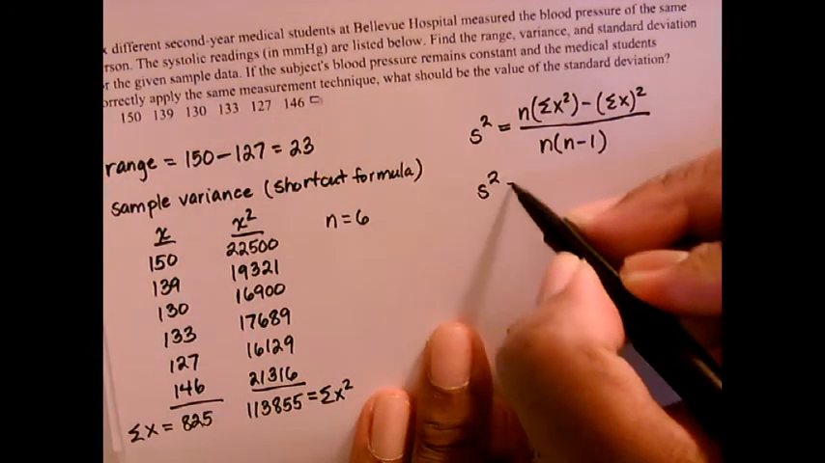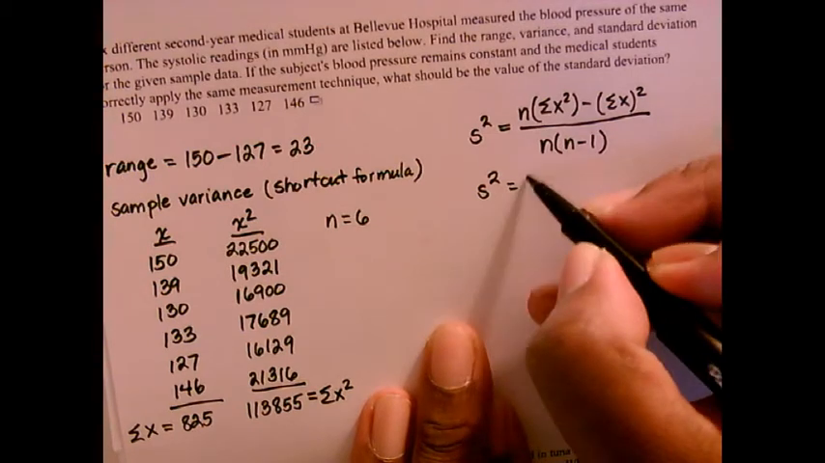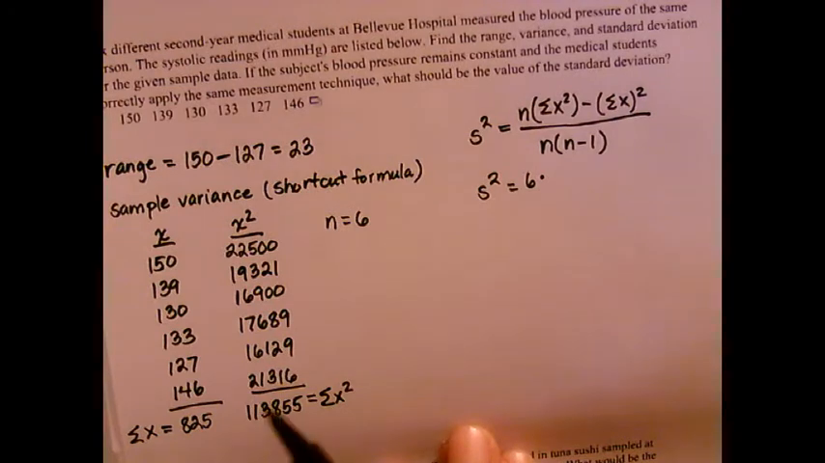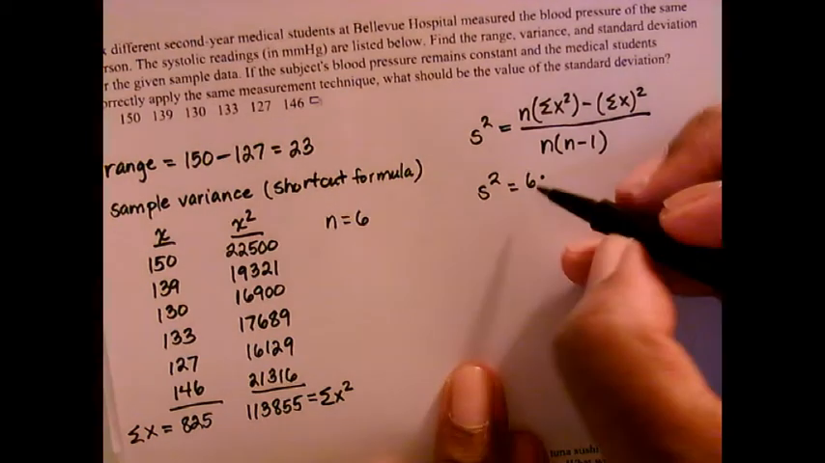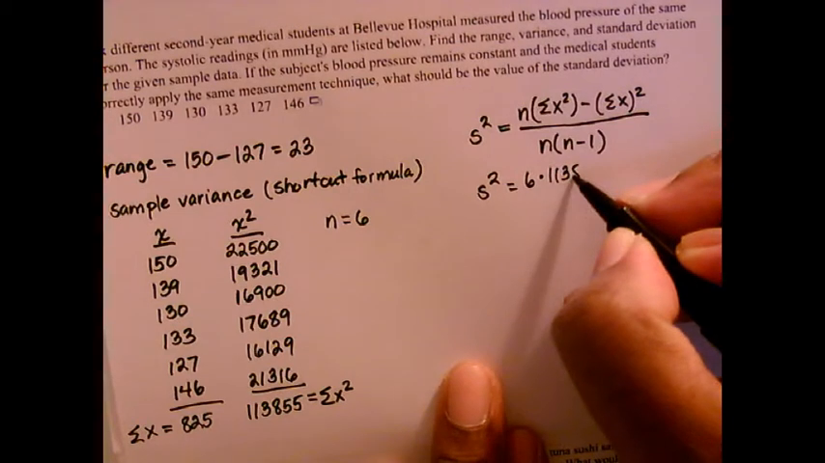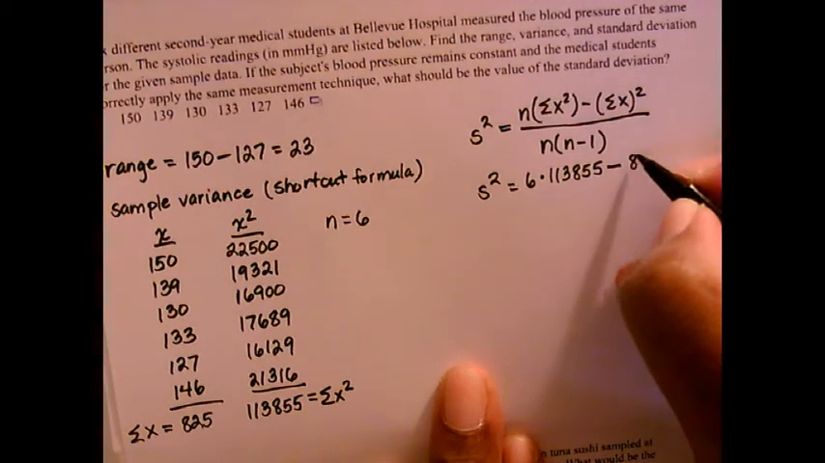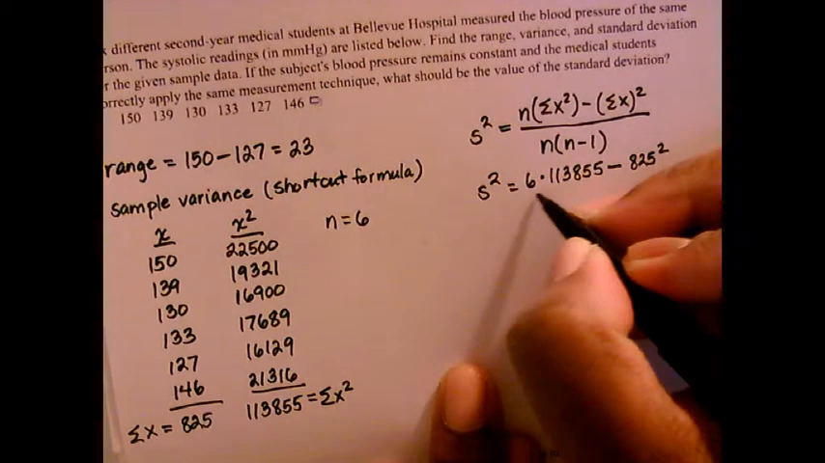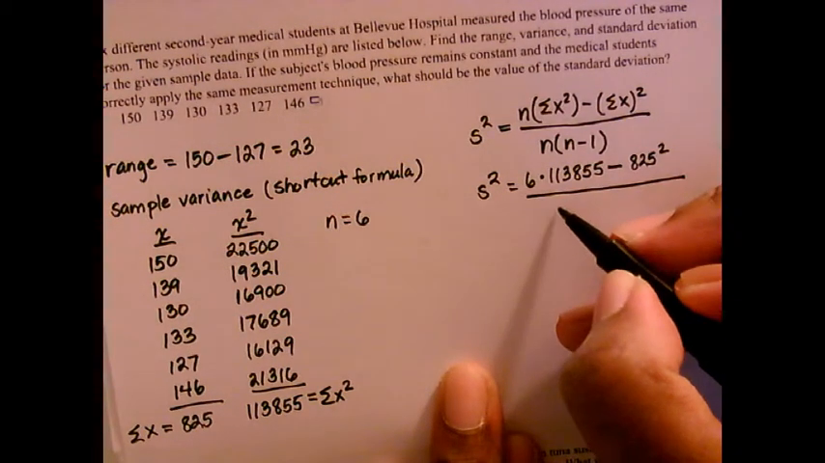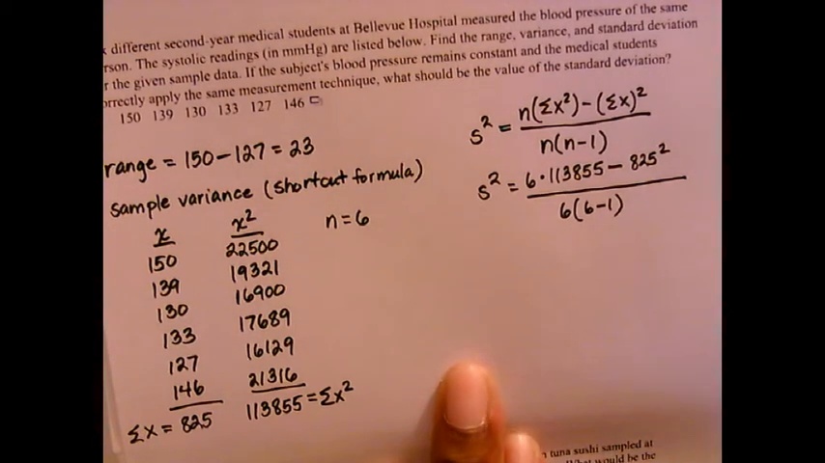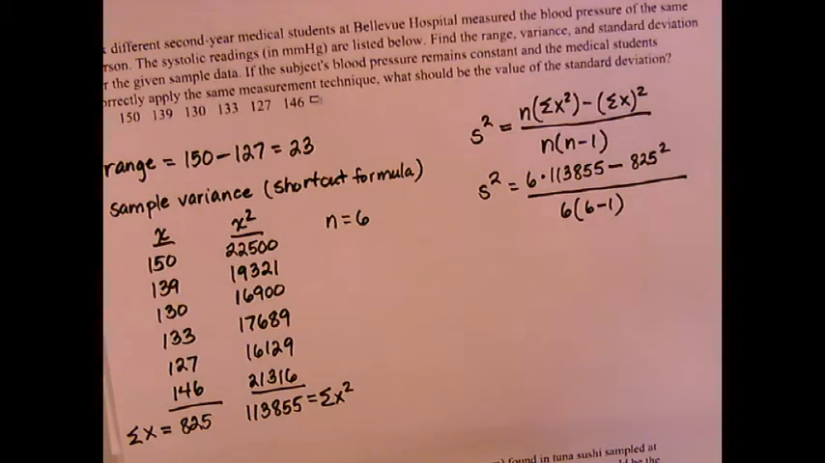So now with your s squared, n is 6, so that's going to be 6 times the summation of your x squared. That's this number right here, 113,855, minus the summation of your x's. Here, the summation of all your x's, that's 825, and that's going to be squared. All that's divided by n times n minus 1, or 6 times 6 minus 1. Now, we can simplify the numerator and the denominator separately.